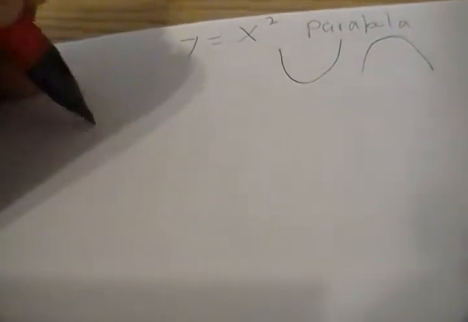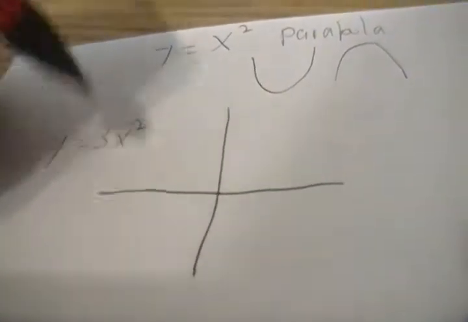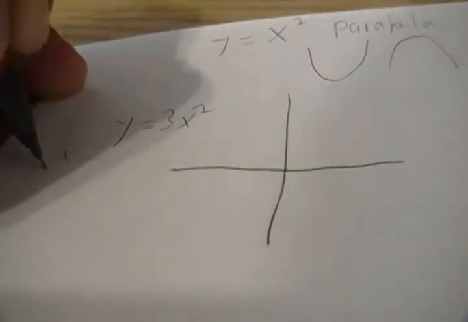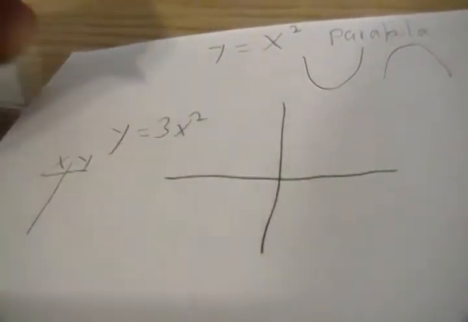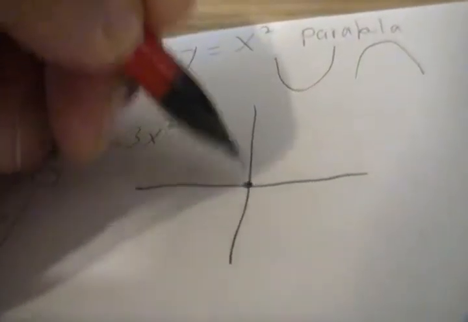Okay, so let's say y is equal to 3x squared. Alright, we want to roughly sketch this parabola. So we can plug in points. So let's try x and y in the table. Let's start with 0. So 3 times 0 is 0. So we have 1 point.